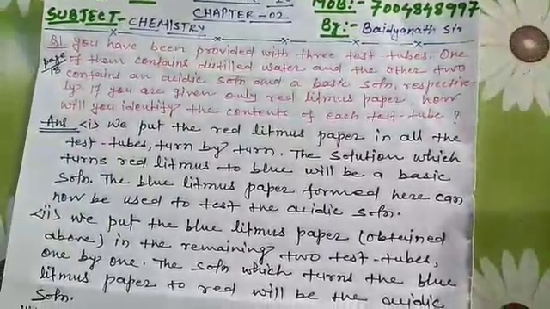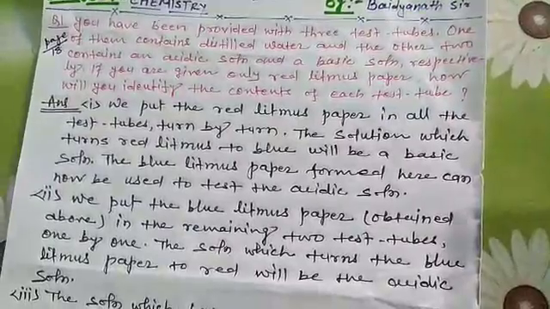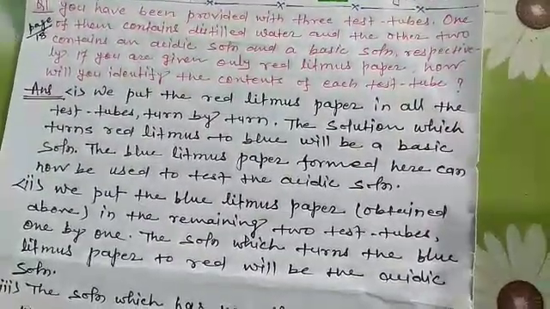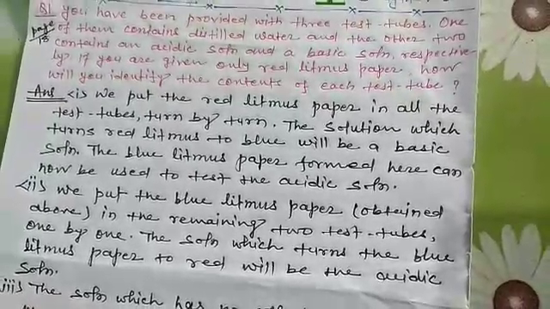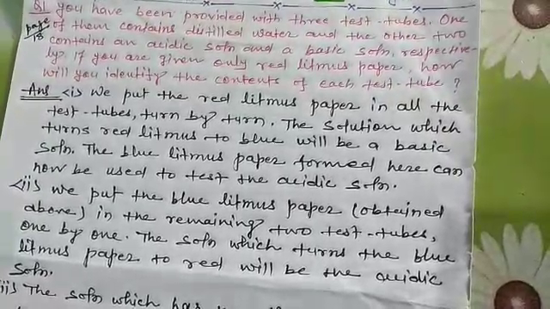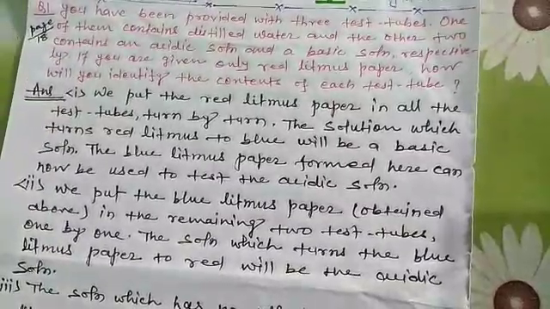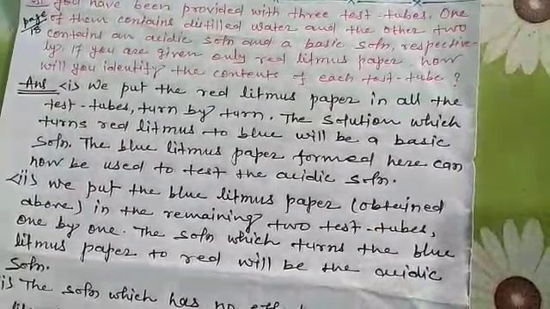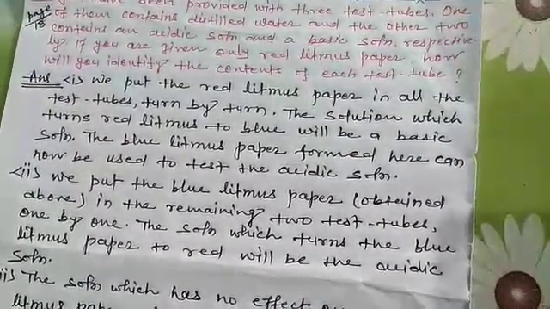In second step, we put the blue litmus paper in the remaining 2 test tubes one by one. The solution which turns the blue litmus red will be the acidic solution. When 2 solutions are identified, then the third solution is already identified.